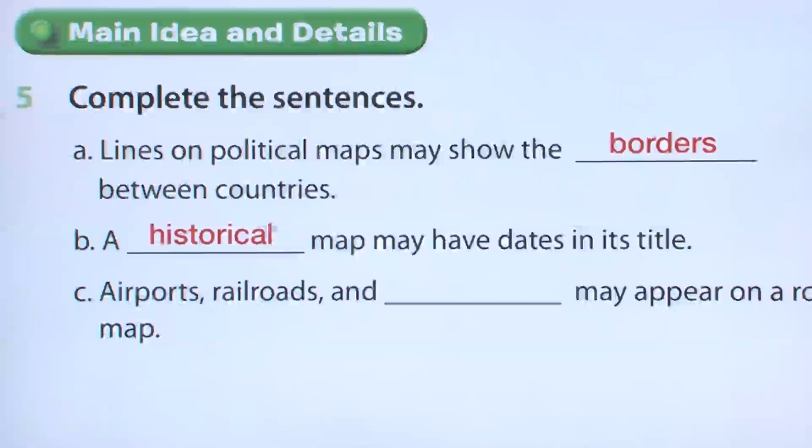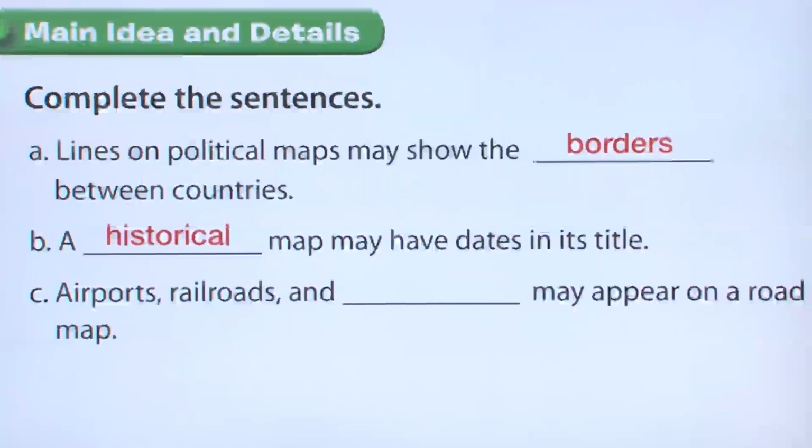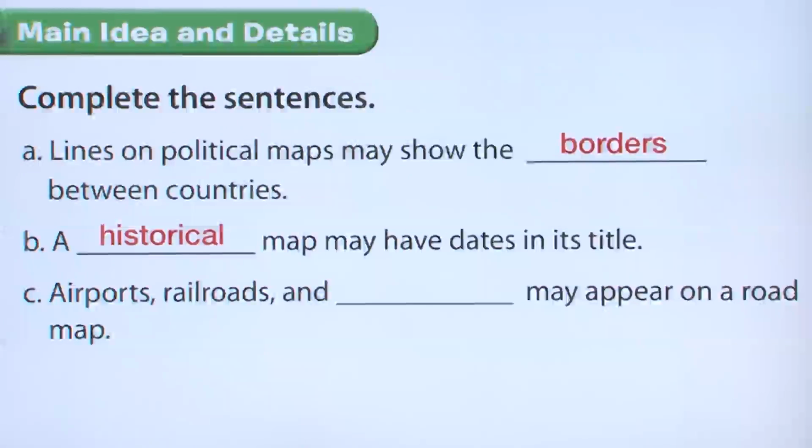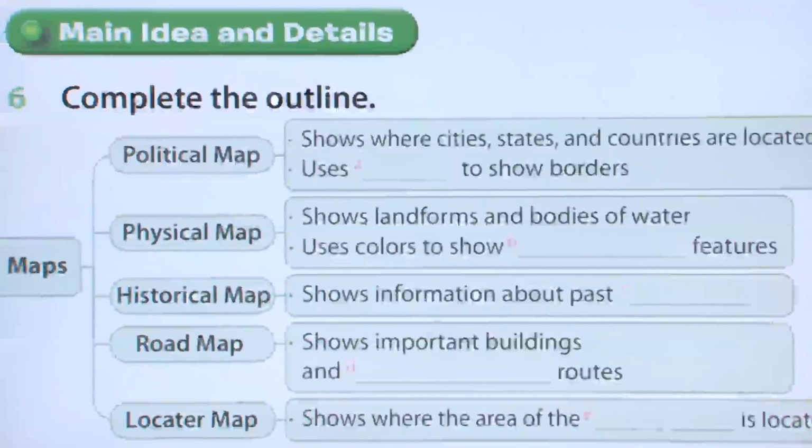And C, airports, railroads, and blank may appear on a road map. What did the story say? Airports, railroads, and what's the important one? Very, very important? Highways. Yeah, mostly highways. Good, really good.